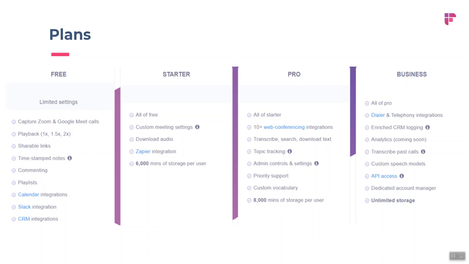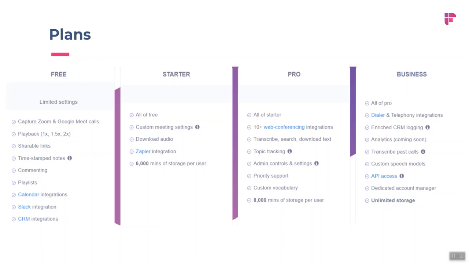For the business tier, you get all of the pro, plus we add in the dialer and telephony integration. So if you want to use Outreach or SalesLoft or some of these telephony systems, we have those. We have better CRM logging, so we not only push the audio and the transcript link, but we also push notes and we put more metadata into it. You can also transcribe past calls. It's a feature that we have.